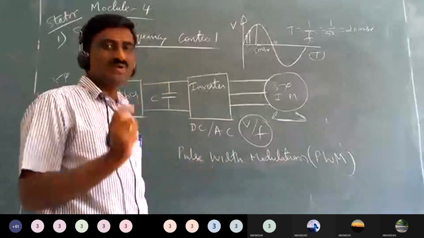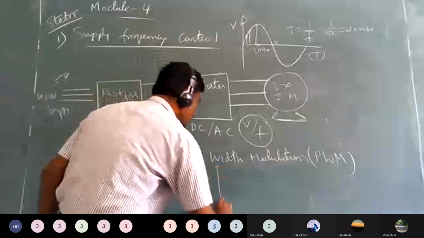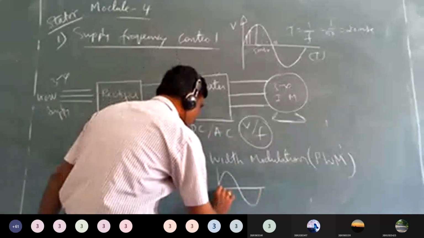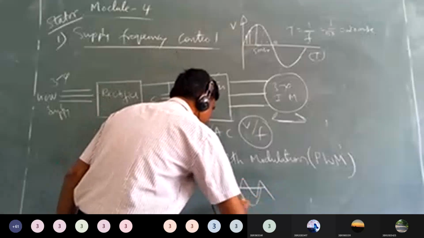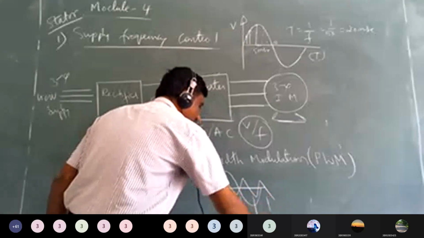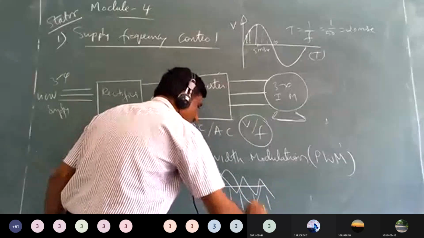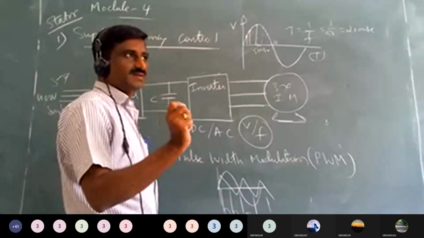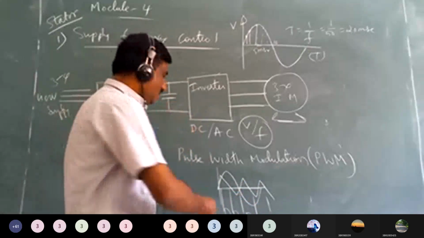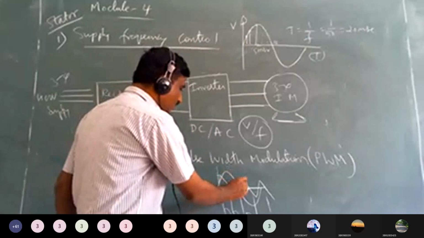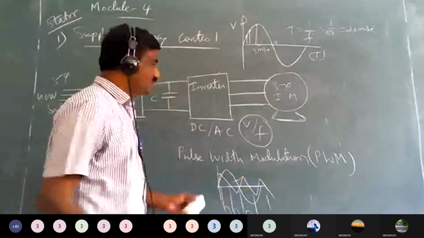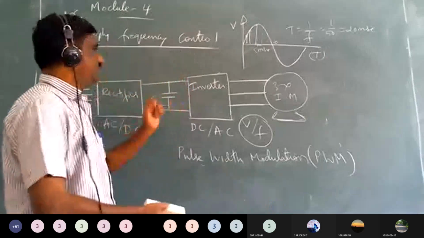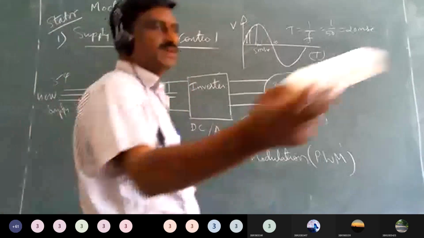We use a carrier wave and a modulating wave. So we make use of a sine wave, along with a triangular wave like this, and we generate the pulses. By changing the width of the pulse, we can change the time. The time is nothing but a frequency, and at the same time the magnitude of voltage is also varied. That is why the pulse width modulation technique is used here. I will provide the material later.